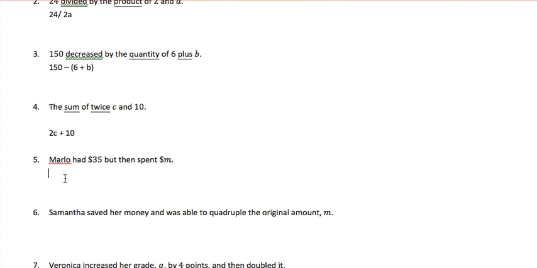Marlowe had $35, but then spent M dollars. Okay, spent means subtract. So we start with 35 and spend M, 35 minus M. Samantha saved her money and was able to quadruple, that means times 4, the original amount, M. So Samantha has 4M.